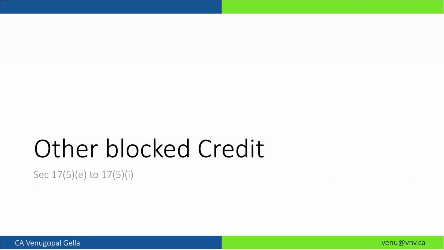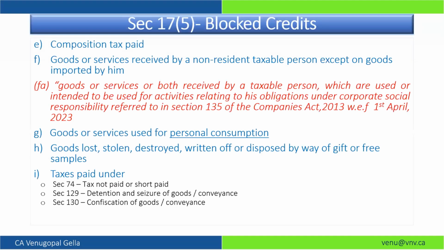Then come the other block credits. Composition taxpayer: obviously, as a composition taxpayer, you are not eligible for ITC. Similarly, as a recipient, if I am receiving any expense from a supplier who is covered under composition, the invoice he issues cannot charge tax on it. Therefore, the question of availing ITC also doesn't arise. Then goods or services received by a non-resident taxable person, except on goods imported by him.